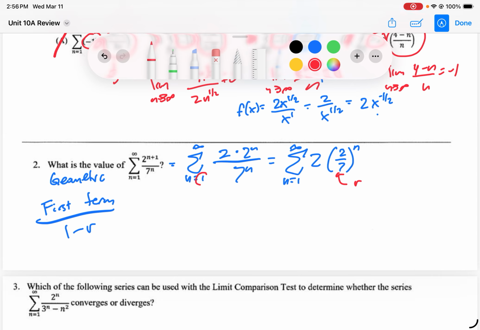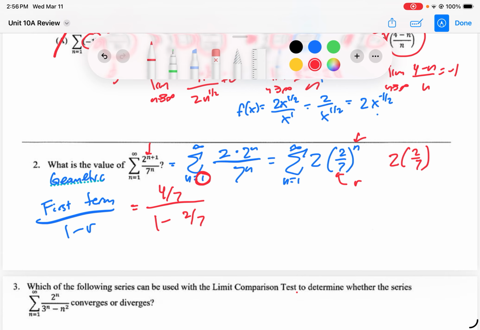So I've got to be real careful. This would be different if n started at 2 or at 3 or at 4. It matters what the first term is. So for the first term, plug in 1. I could plug in 1 here, and 1 here. So it would be 2 times 2/7, which is 4/7. 4/7 is the first term, divided by 1 minus the r number, which is 2/7.